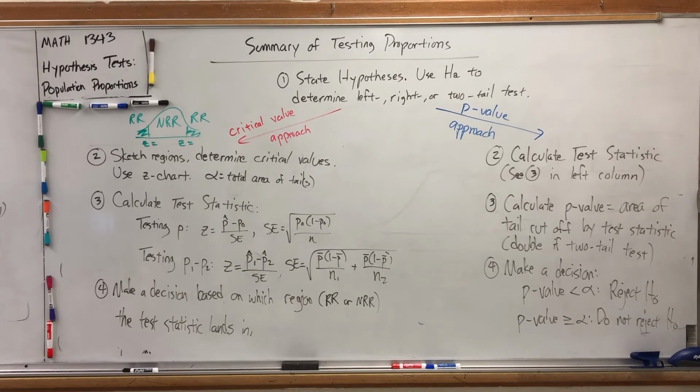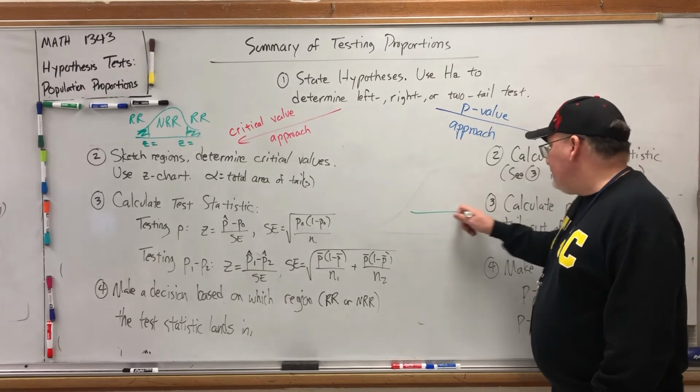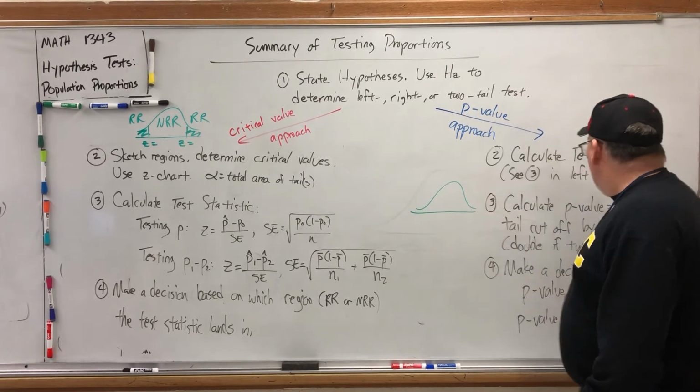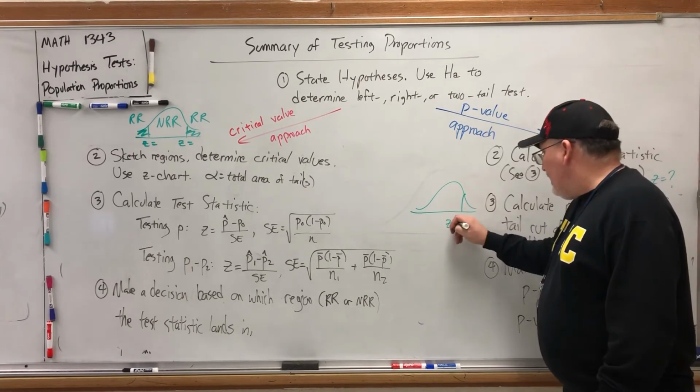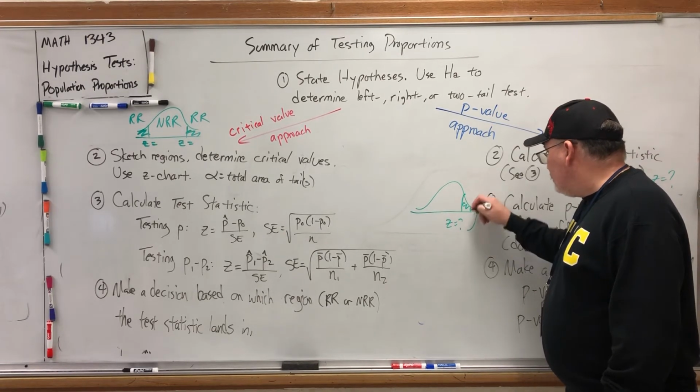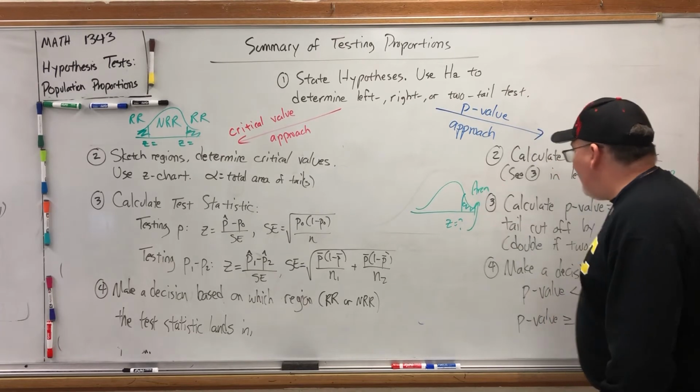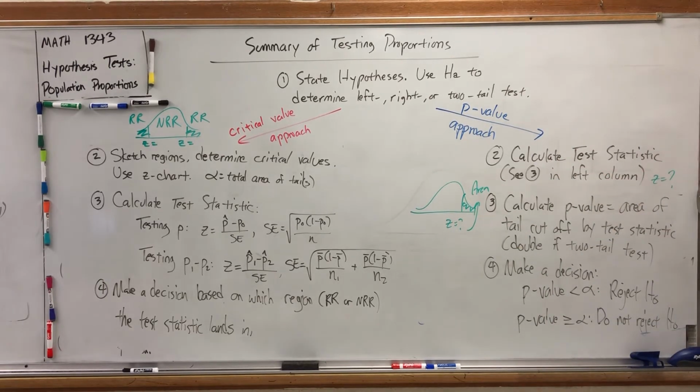Step 3 is to calculate the p-value, which is the area of the tail cut off by the test statistic, double if two-tail test. So let's say it was a right tail test. Then I would take whatever z I get here, I would cut off this tail, and then I would use my z-chart to find this area, and that would be my p-value. The only difference is if it's two tails, you double that answer that you look up.